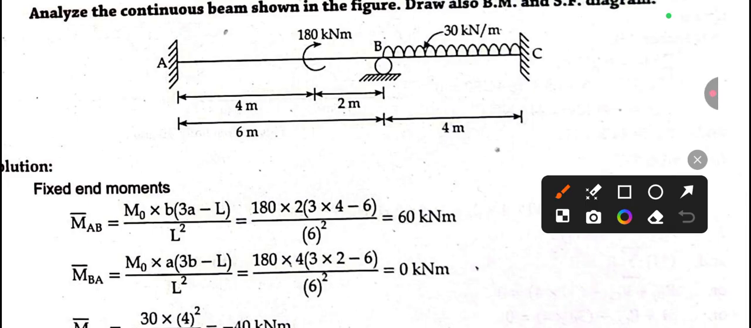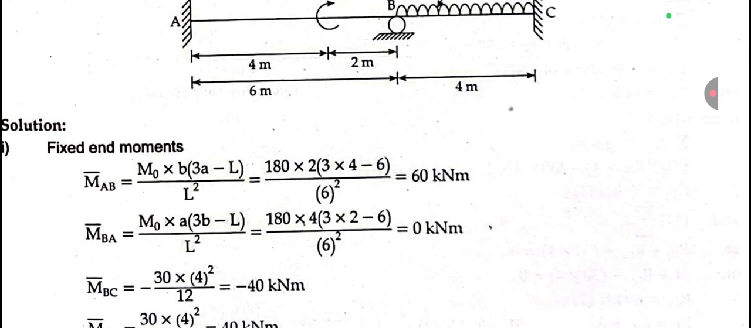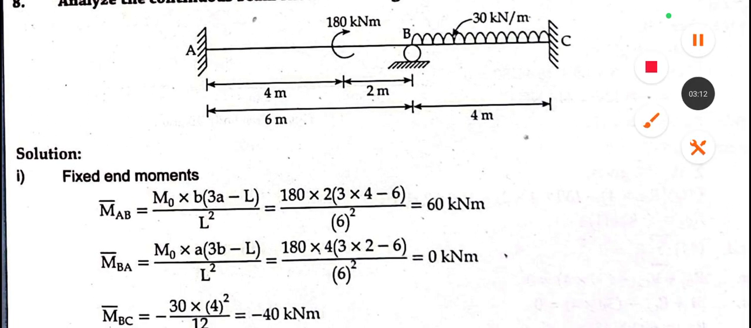So at the very first, as we know, for any problem related to slope deflection equations, we need to perform three different steps. The first step is calculation of fixed end moments. The second step is the slope deflection equation. The third step is the equilibrium condition. We need to apply these three steps. So let's see the first step, which is the fixed end moment.